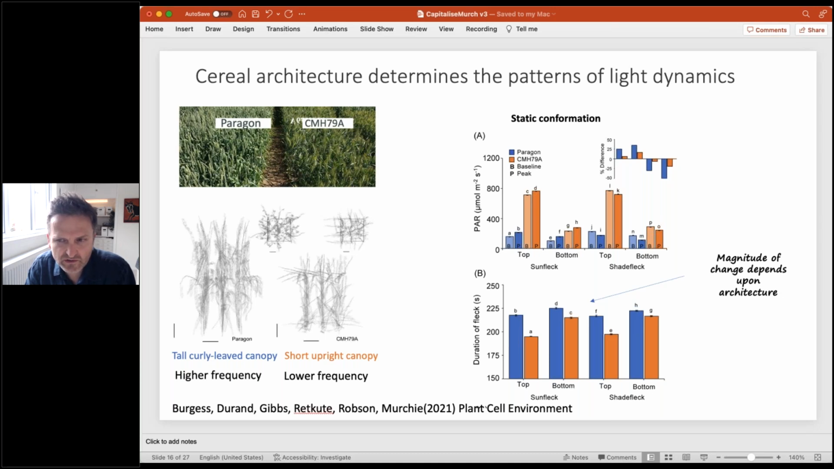So architecture alone does determine duration and intensity of sunflecks, and it seems to be linked to leaf angle, with upright leaves getting better penetration, but also a longer time in highlight compared to lower layers.